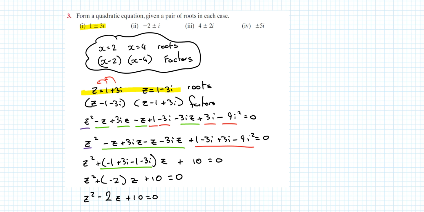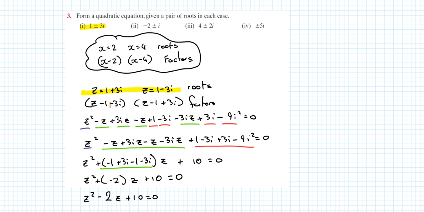Okay, similar to what I was talking about before, here you're asked to form a quadratic equation. We're given the pair of roots. We're told the roots are 1 plus 3i and 1 minus 3i. So at the very start of the video, I said the roots were x equal to 2 and x equal to 4. So the factors are going to be x minus 2 and x minus 4. So if the roots are z is equal to 1 plus 3i and z is equal to 1 minus 3i, the factors are achieved in the same way as if we were dealing with x's.